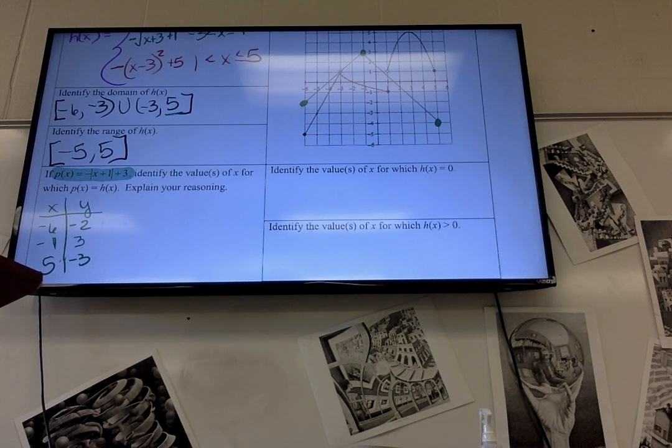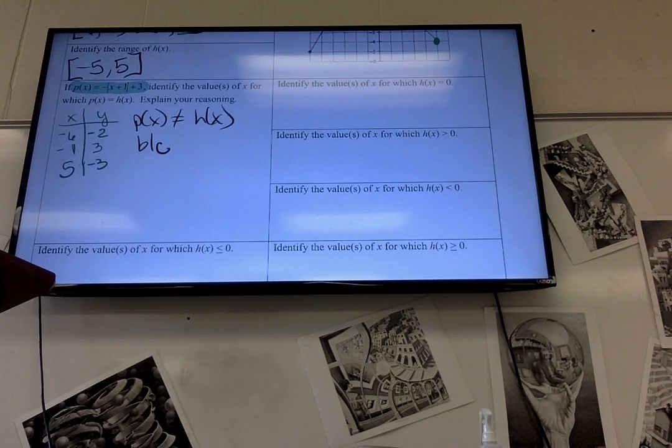So we would write our answer here as P of x does not equal H of x, because the graph of P of x never intersects H of x.